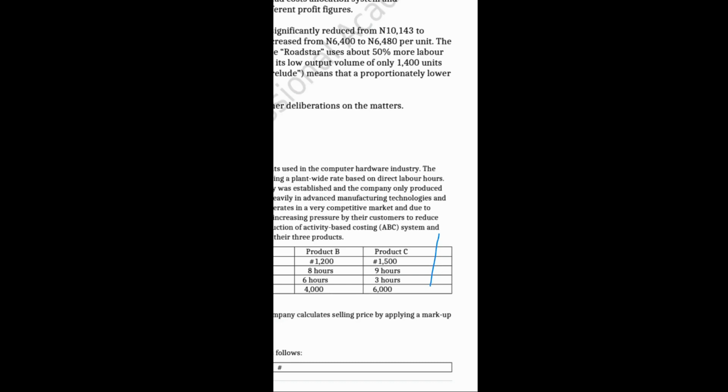So calculate the overhead absorption rate per labor hour. Your overhead cost, 5,580,000, divided by 186,000 labor hours. What do you have? 30. Yes, 30. Okay, that becomes 30 naira per labor hour. Please put it in your book. The overhead absorption rate per labor hour is 30 naira per labor hour.